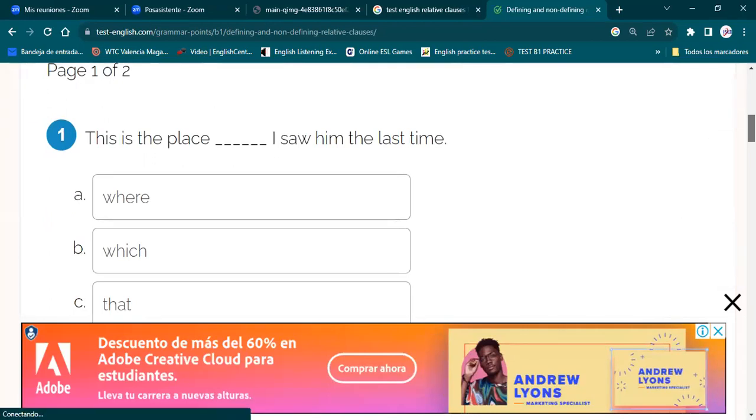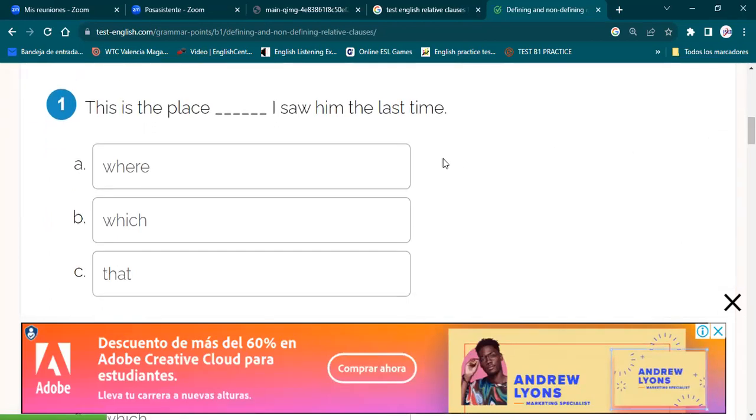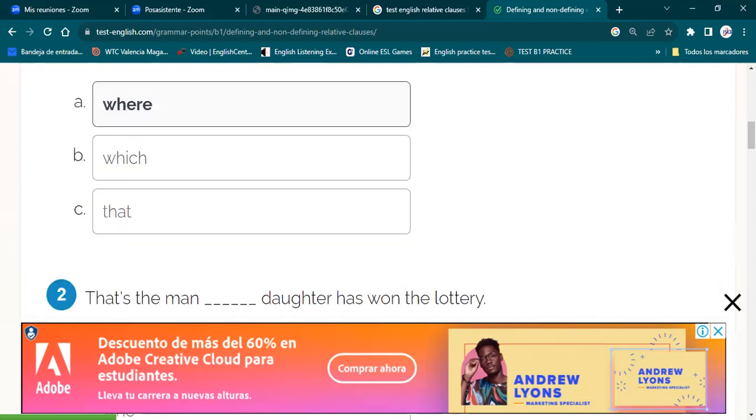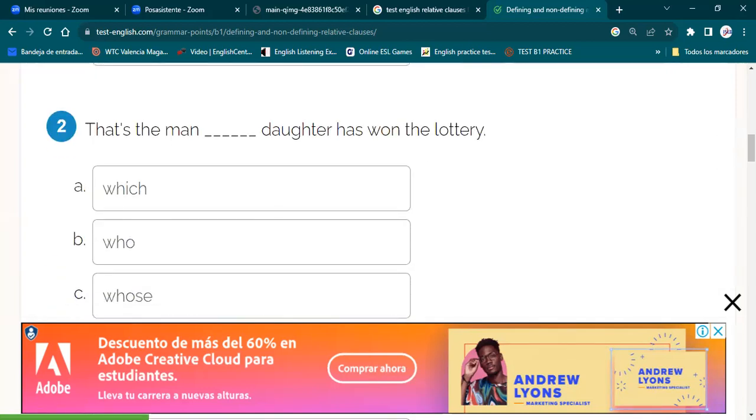This is another one. This is the place I saw him the last time. Guido, this is the place where, which or that? Where. Maria, that is the man, daughter has won the lottery. Which daughter, who daughter, or whose daughter? Who.